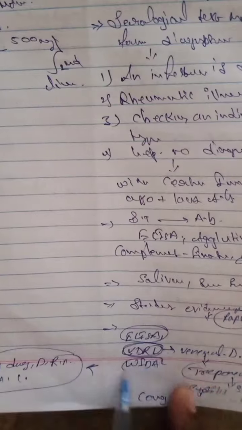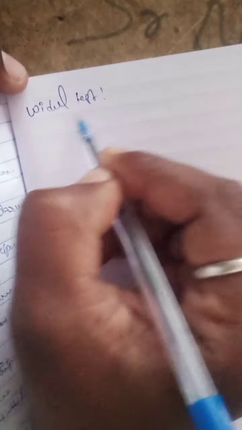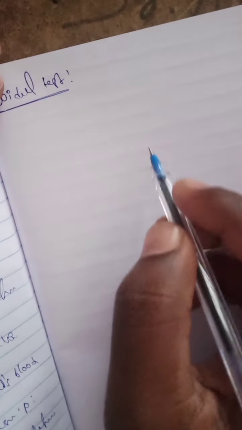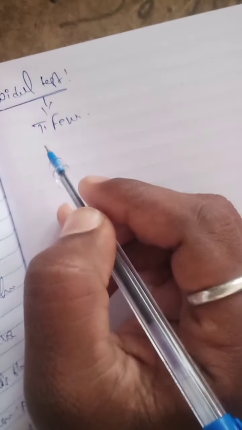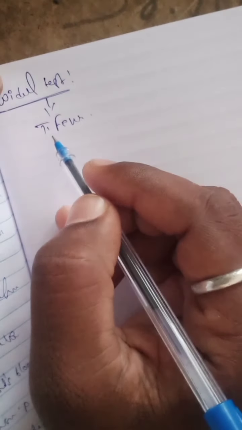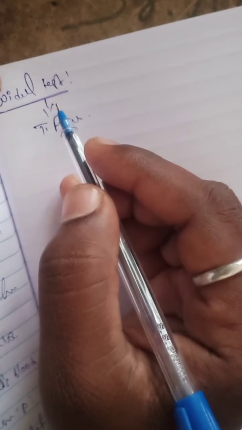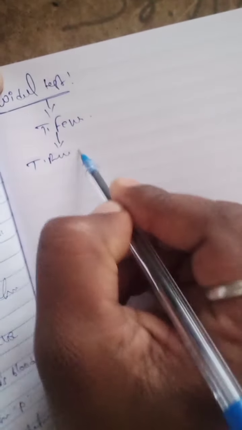And the next one, the Widal test. The Widal test is the most utilized diagnostic test for the determination of typhoid fever. This test demonstrates the presence of somatic and flagellar agglutinins in the patient serum suspected of Salmonella typhoid. Different types of typhoid fevers are also determined by the Widal test.